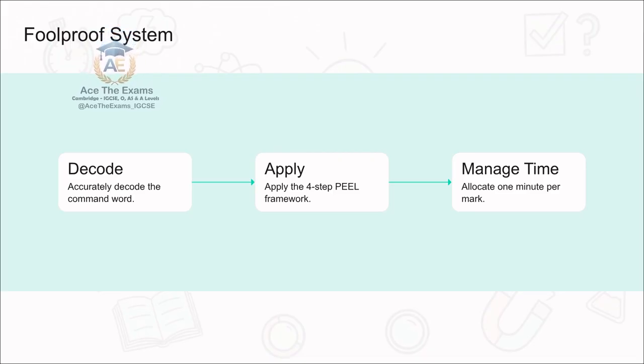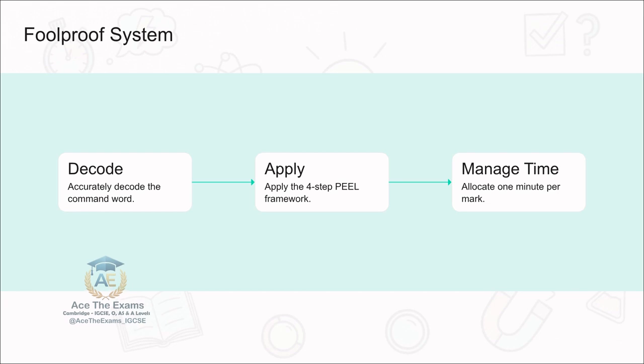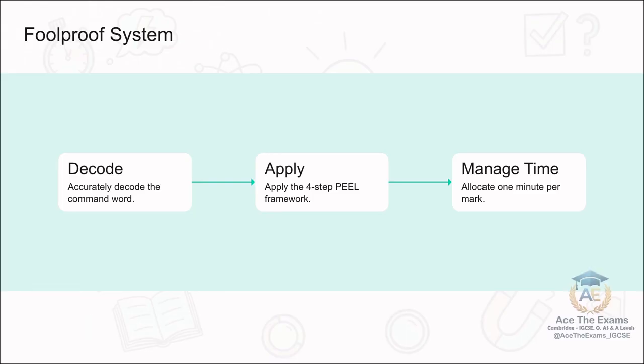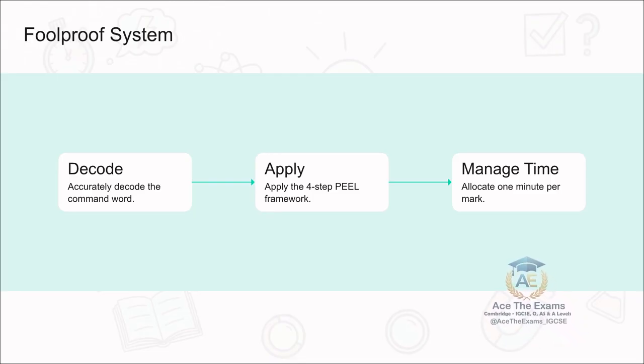First up, command word decoding. If the Cambridge paper says state, you literally just give the raw fact and move on. Do not waste time. If it says describe, you say what physically happens. But if it says explain, which is where all the heavy, high-value marks are hiding, you absolutely must use our cause and effect chain. Second, the PEEL framework application. Point, evidence, explanation, link. This perfectly maps to our 4 steps of identifying the quantity, stating the relationship, explaining the physics, and connecting to the observation.